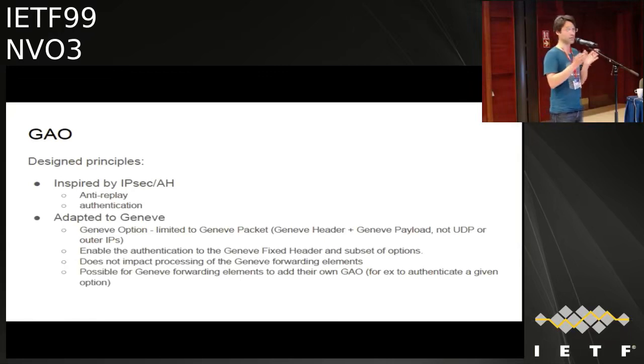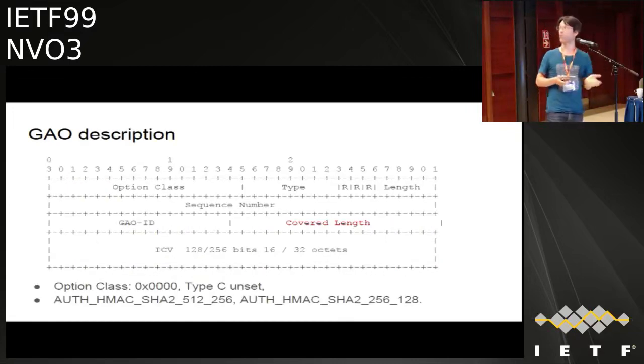It enables the authentication of the fixed header and a subset of the options. We believe it does not impact forwarding nodes that are not aware of these options. It also prevents someone on the path from inserting an authenticated option, or inserting an option on an authenticated packet. This is a Geneve option, which looks pretty much like the IPsec AH option. The only difference is that the ID used in IPsec is called the SPI and it's 32 bits long, but in our case, because it's based on the NVE, maybe a shorter size is sufficient. The other thing we added is the covered length, which in AH is by default the full packet.